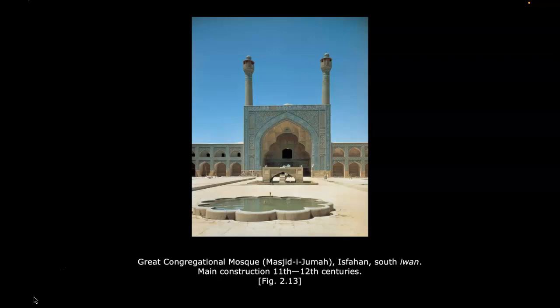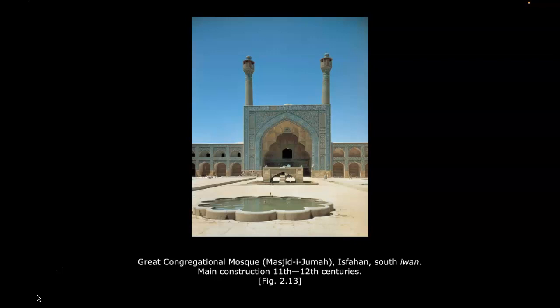The main Iwan here is also the Qibla Iwan, so again, the area facing Mecca. And it is surrounded by 2 minarets. So the minarets have a purpose. The muezzin is the person who goes up into these tall minarets and sings the call to prayer.